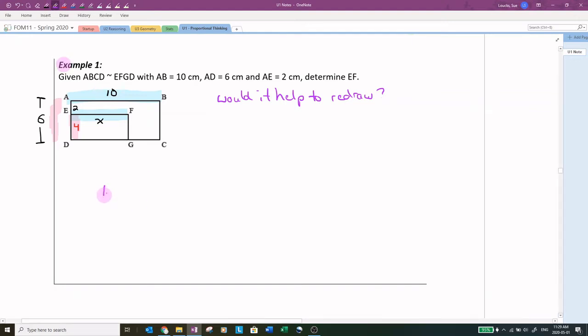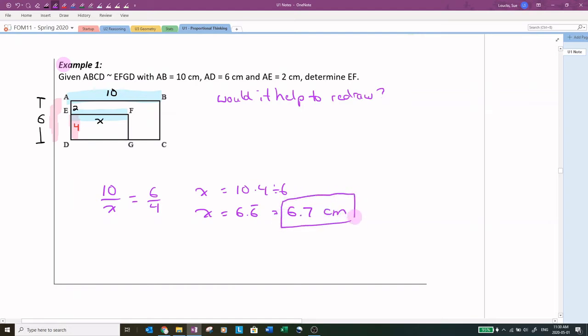So I know that the ratio of 10 over x to 6 over 4 is going to be equal. So x equals 10 times 4 divided by 6. X equals 6.6 repeating, which I'm going to round to 6.7. And this time I have to include units because there were units in my question. All right.